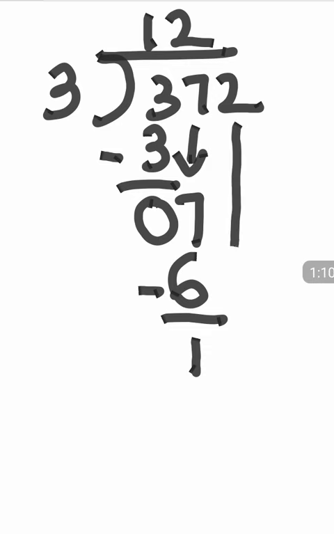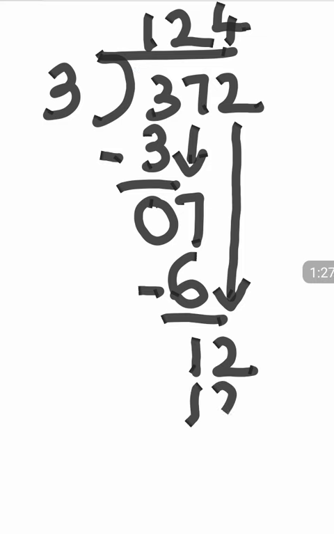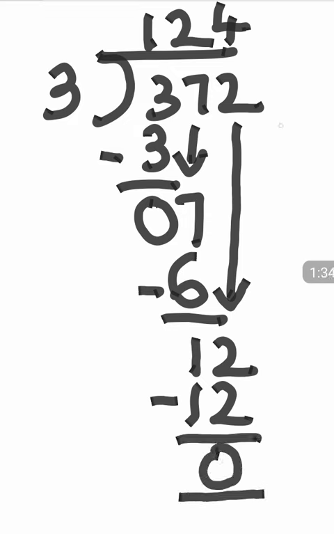Now bring down the other digit, 2, which makes 12. So how many 3's make 12? 4. 3 4's are 12. Subtract it. You get a 0. And there are no more digits to bring down. So there ends your long division.